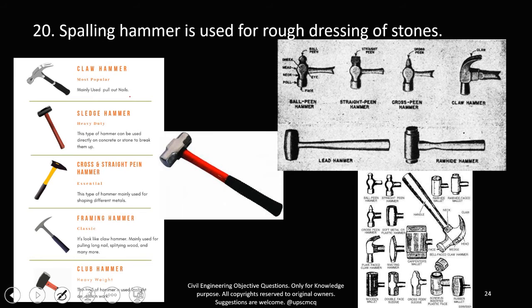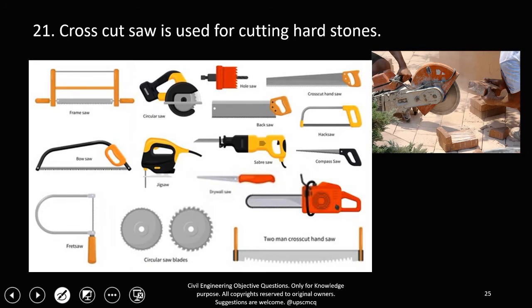Spalling hammer is used for rough dressing of stones. These are different types of hammer. This is the spalling hammer. It is used for rough dressing of stones. Crosscut saw is used for hard stones.